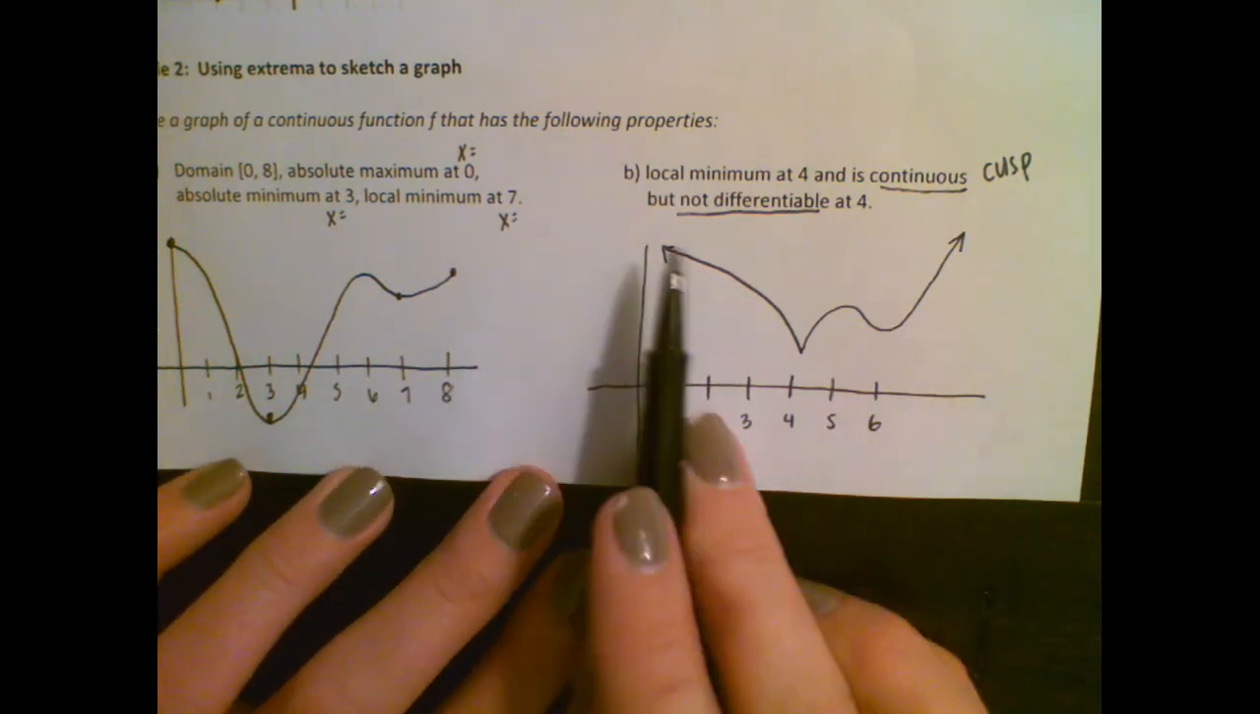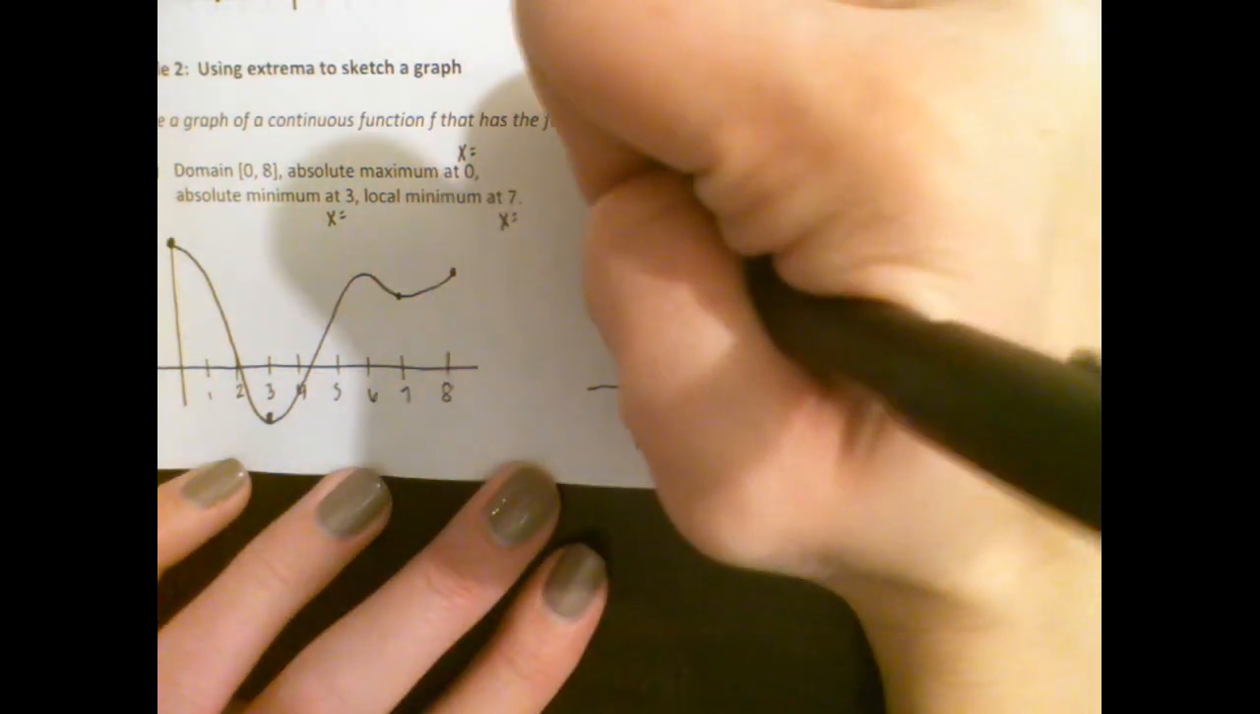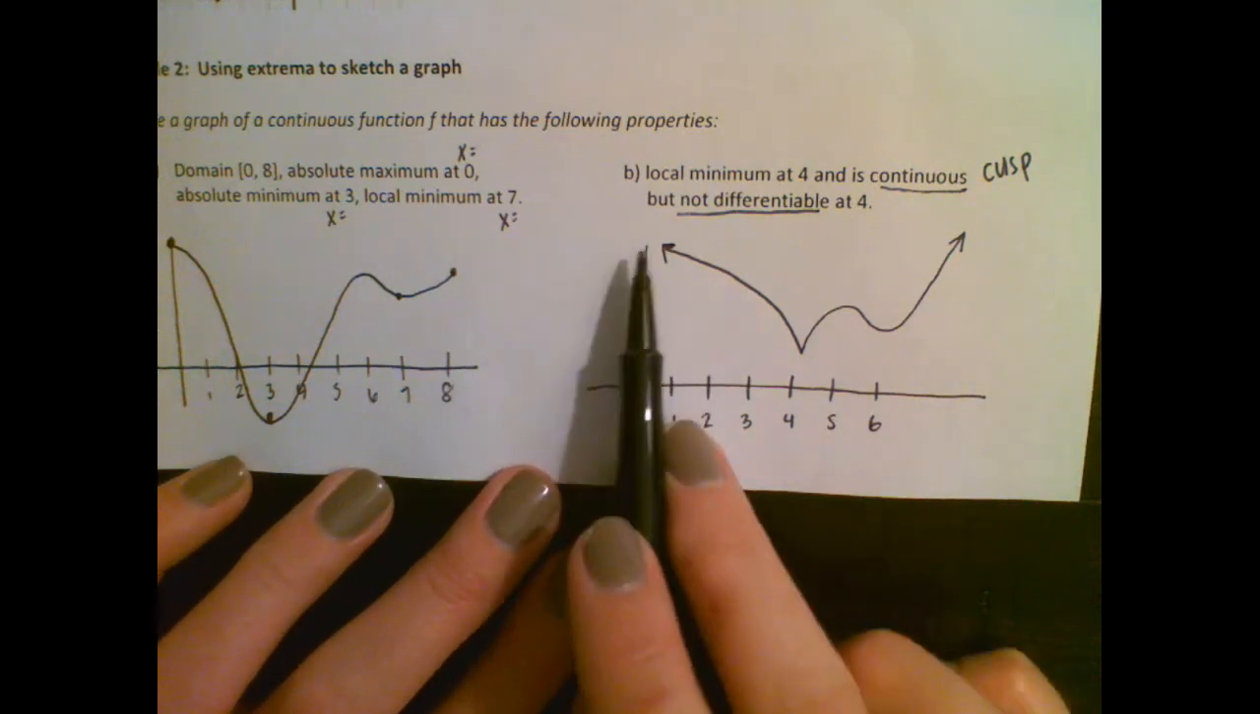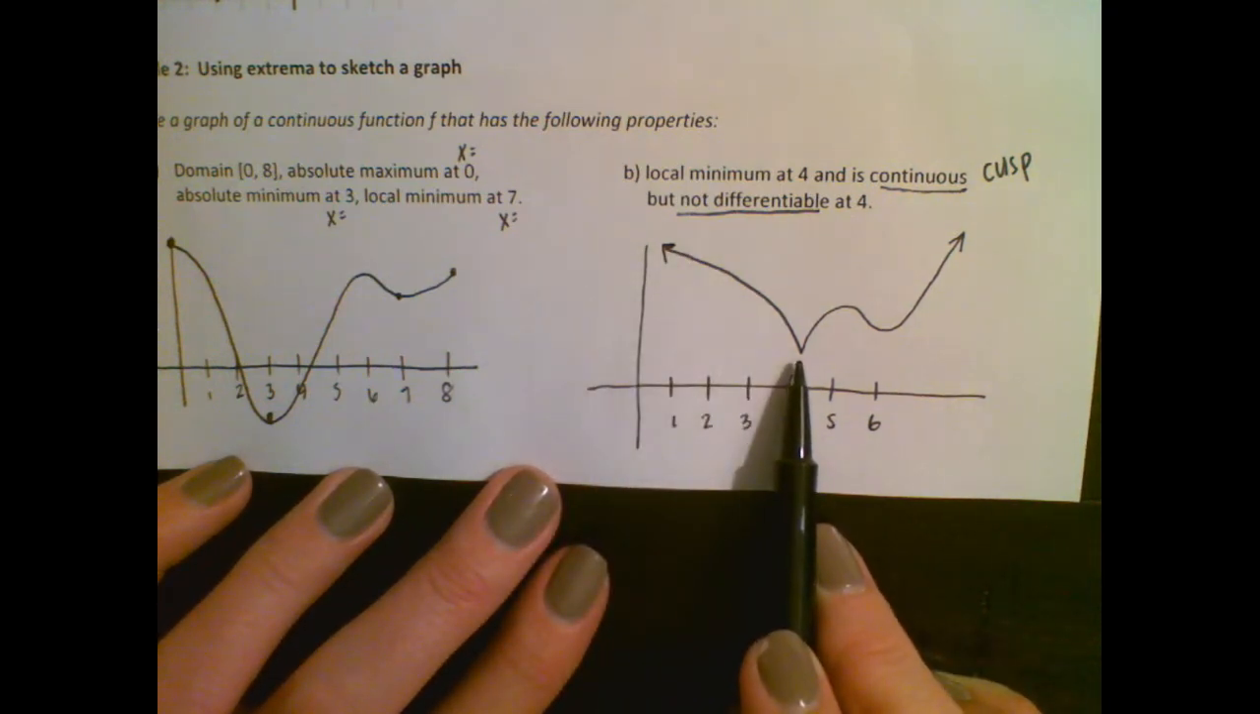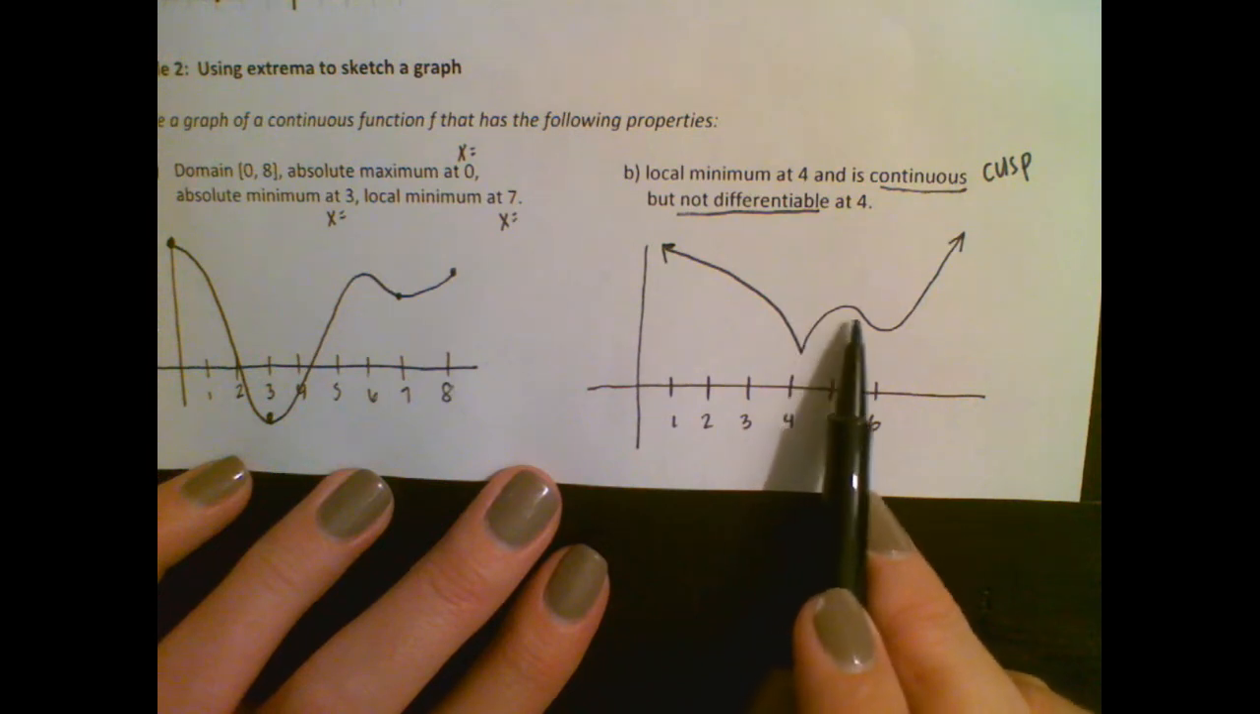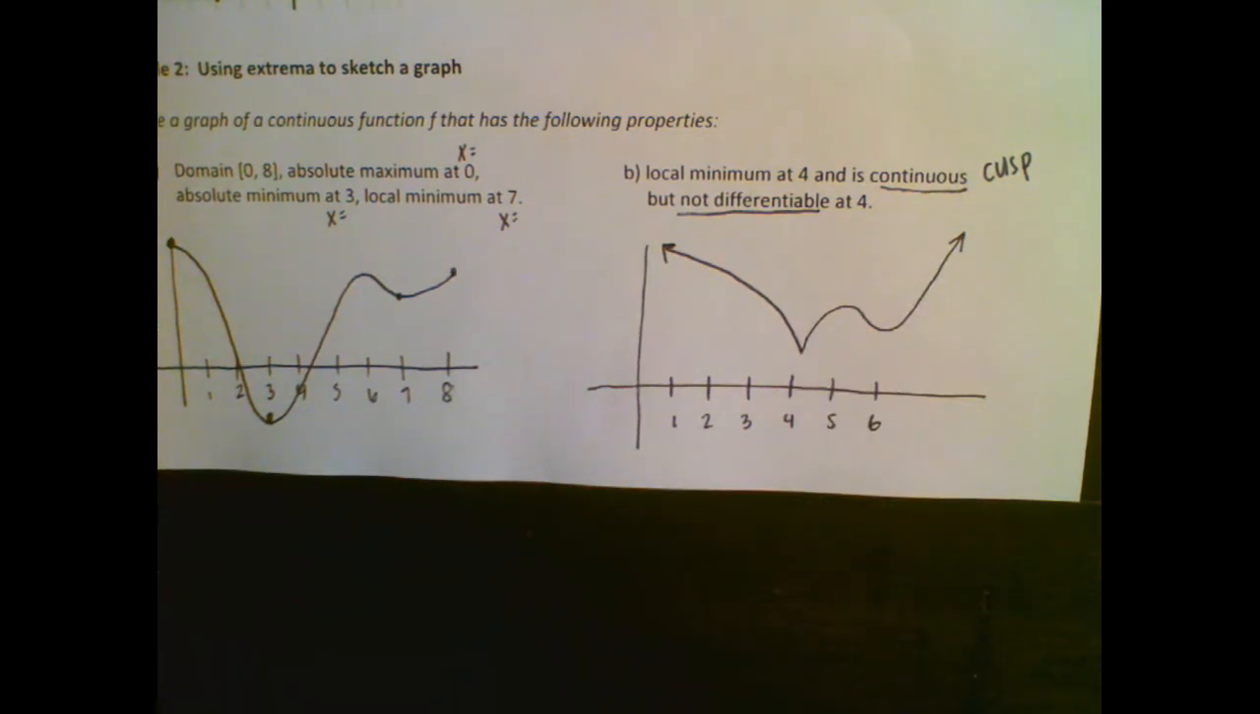It's not giving me any specific domain restriction, so I'm just going to make it so that it is continuous forever. It is continuous at X is equal to 4. This is a local minimum here, and then I also made myself another minimum. You can do that or not.